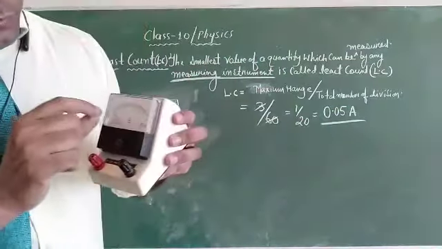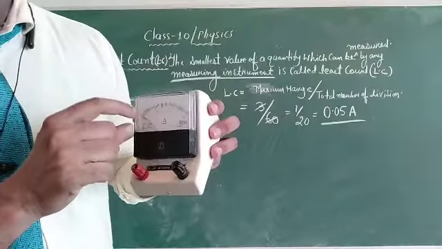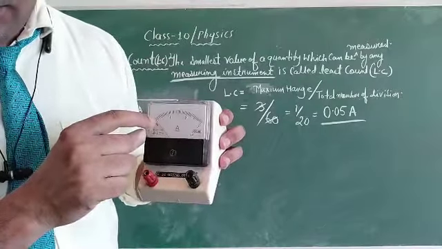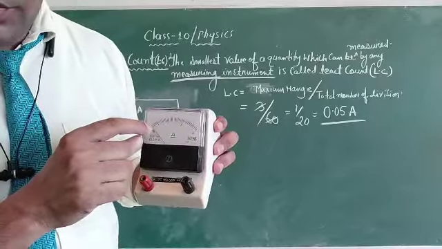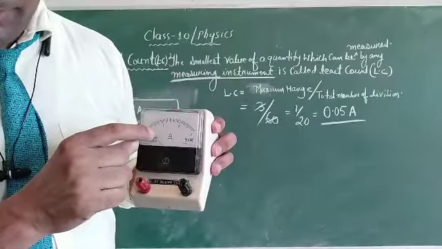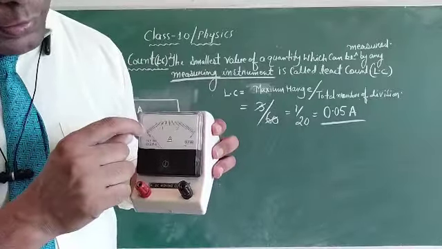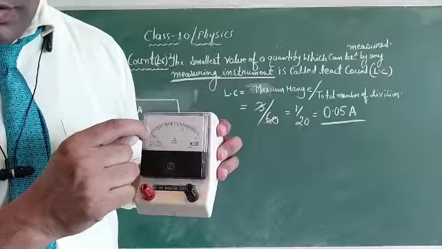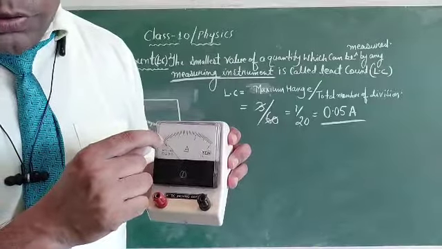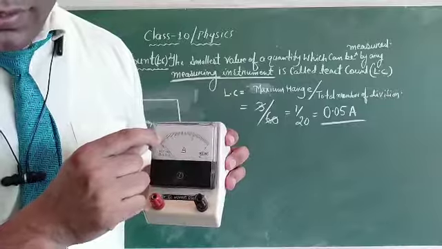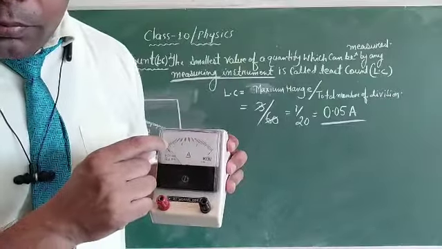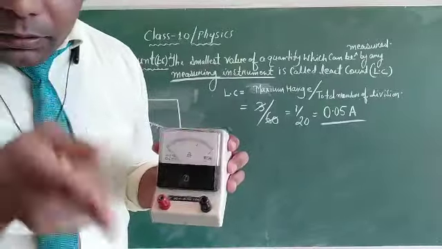Right? So now see, for one smallest division, what will be your reading? What will be the least count? That is 0.05. If the pointer is at the second division, then the reading will be 2 into 0.05. If the pointer is at the third division, then you have to multiply the least count by the number of divisions.